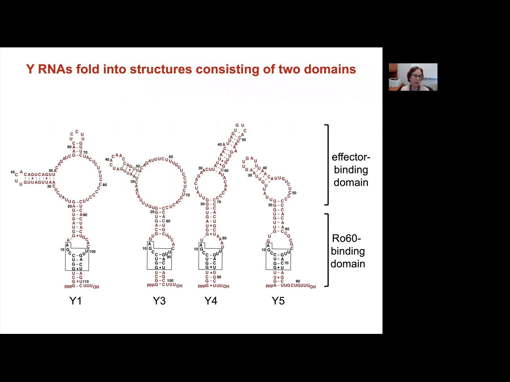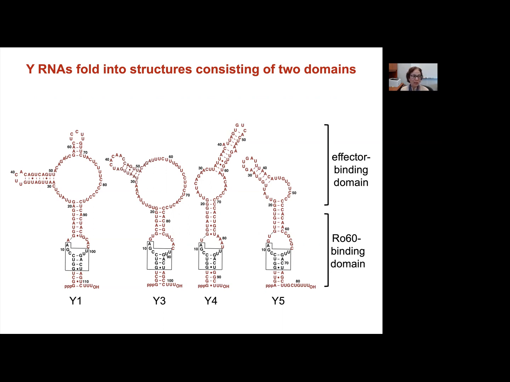Y-RNAs are shaped like lollipops. All Y-RNAs fold into conserved structures containing 2 distinct domains. One domain consists of a long stem formed by base pairing the 5' and 3' ends. This domain contains the high-affinity binding site for a protein called Rho60. These sequences are boxed here. The other end of all studied Y-RNAs binds what we call effectors, which are proteins that act on RNA, such as ribonucleases.